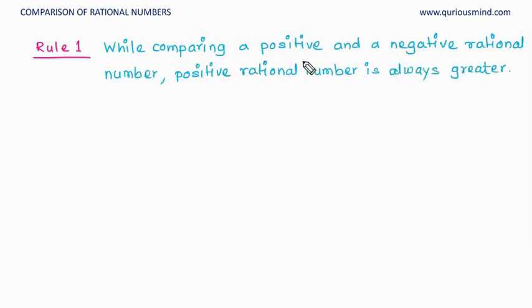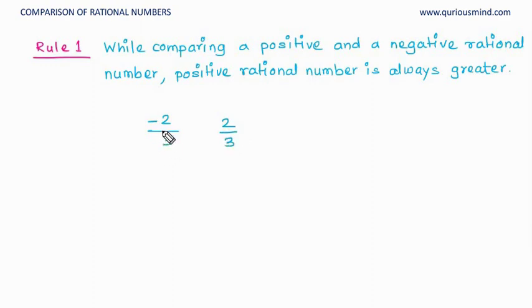So while comparing a positive and a negative rational number, the positive rational number is always greater. Now this is the easiest of the rules. We know when we compare any two numbers and one is positive and one is negative, positive numbers are on the right hand side, negative are on the left hand side, and we know that right hand side numbers are greater. So if I want to compare, let's say, minus 2 upon 3 and 2 upon 3.